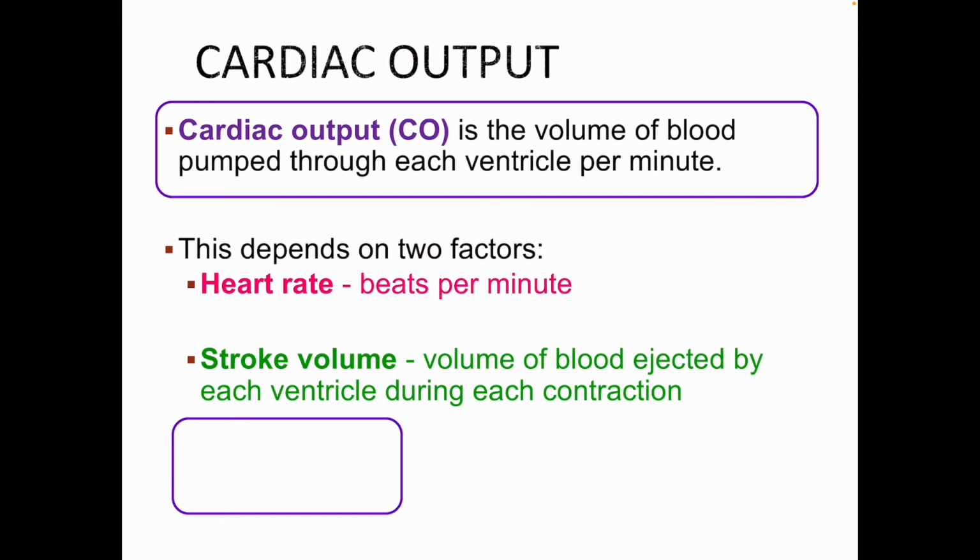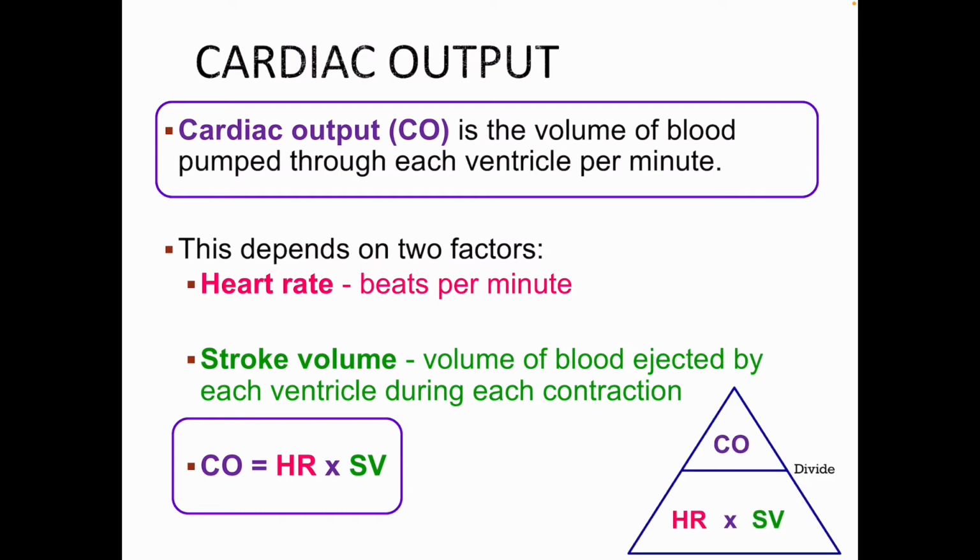If we know both of those values, then we can use a formula to work out the cardiac output. The formula is cardiac output equals heart rate multiplied by stroke volume. You can rearrange that formula so that if you know two of those values, you can work out the third. So heart rate equals cardiac output divided by stroke volume, and stroke volume equals cardiac output divided by heart rate. It's very similar to working out speed, distance and time in maths.